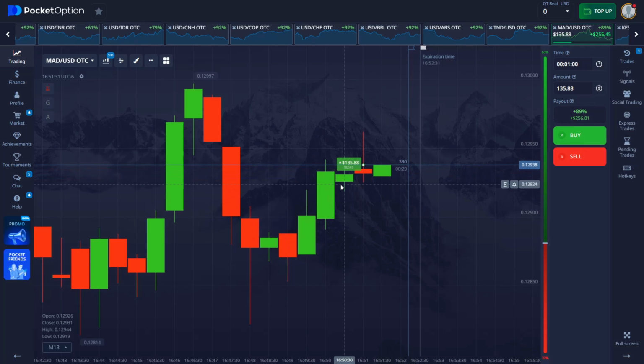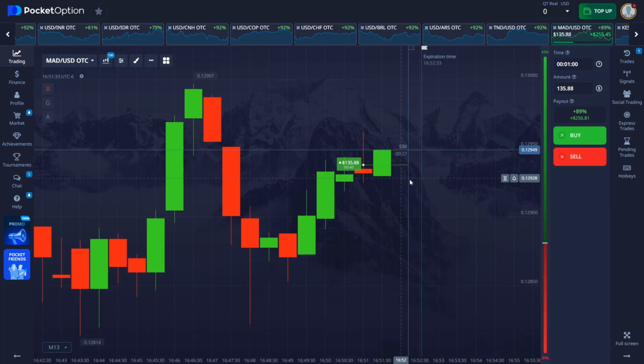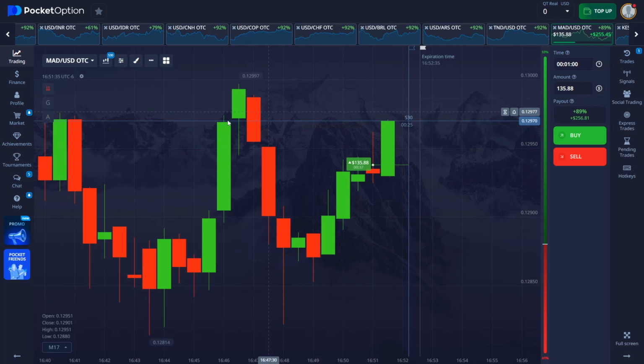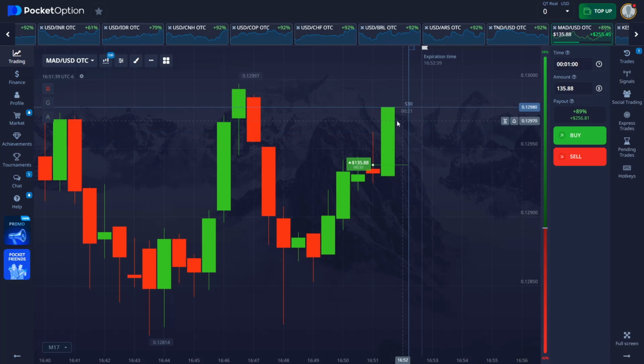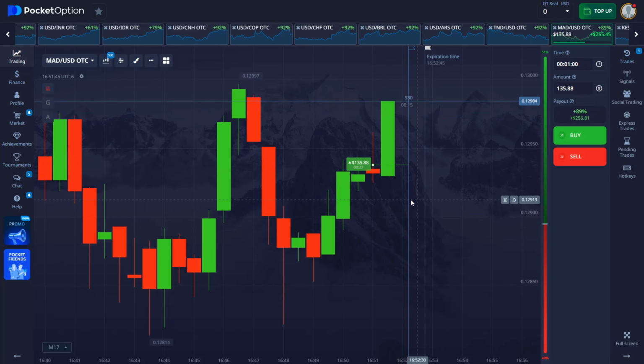There's a momentum here, so I'm expecting the price to continue. Plus, it didn't touch the other level right here, so I know that the price will continue going to this level before it reverses, and I'm already in the trade, so I'm sure about this trade, guys. This trade is pretty sure.